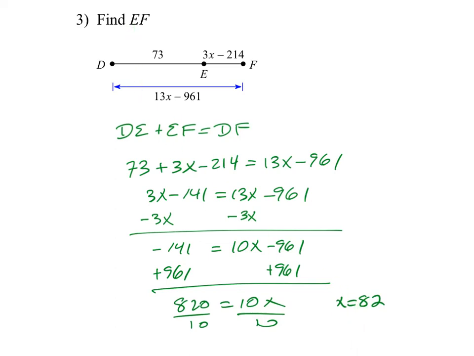Now, but that's not the answer, right? Because they're asking me to find EF. So EF is, I'm going to substitute right here in 3x minus 214. 3 times 82 minus 214. 246 minus 214 equals 32 units. So this is my answer. Okay.